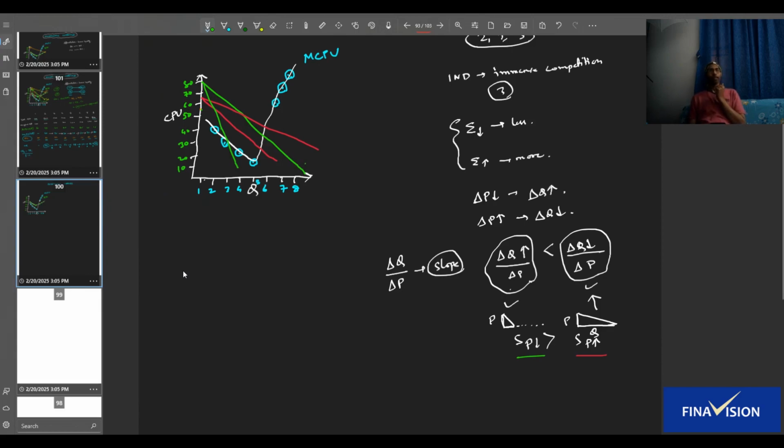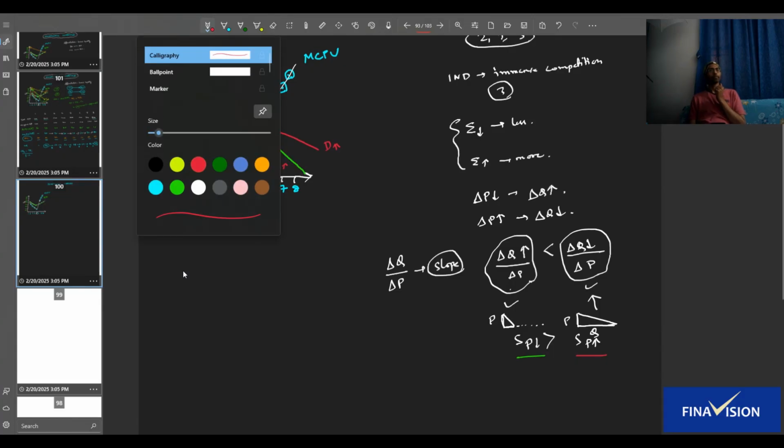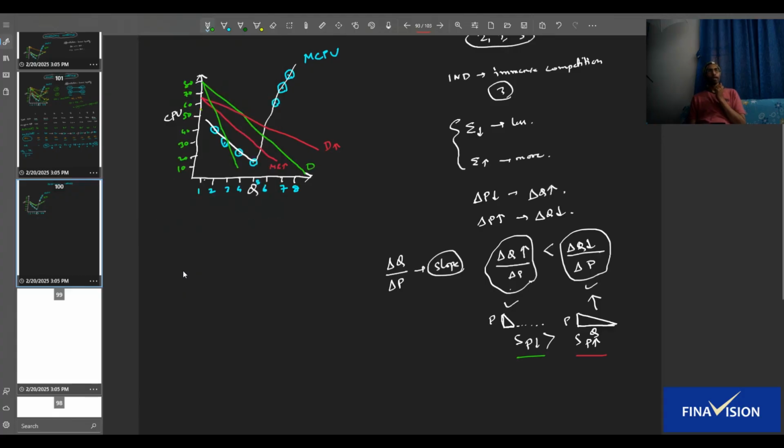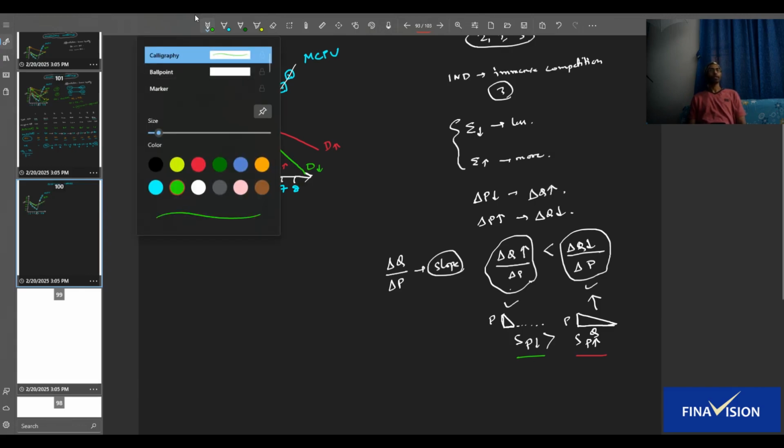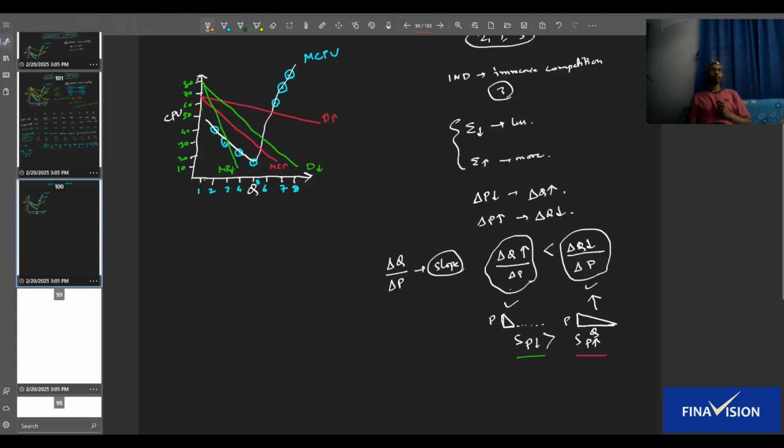So let me write out. Demand curve due to price increase, marginal revenue curve due to price increase, demand curve due to price decrease, marginal revenue curve due to price decrease. Now friends, as you can see, there is a kink in the curve. The kink is there because at the prevailing price, depending on whether price increases or decreases, the curve selection will change.